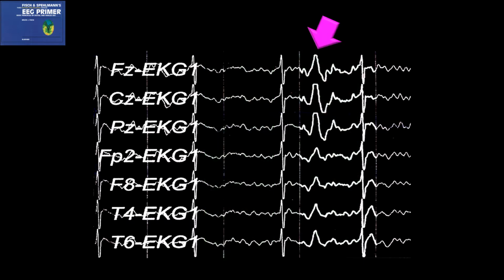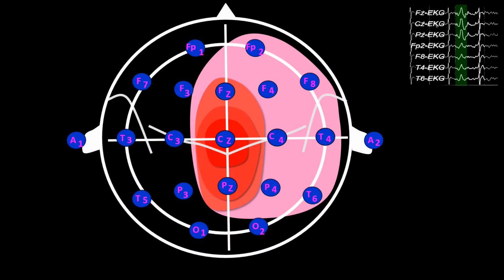And as you can see, a prominent negative wave is present in all channels, that is from FC all the way down to T6. The field appears to be maximal at CC. In this frame, you can see the isopotential map corresponding to this activity. Notice that it is consistent with a vertical dipole maximal at CC.